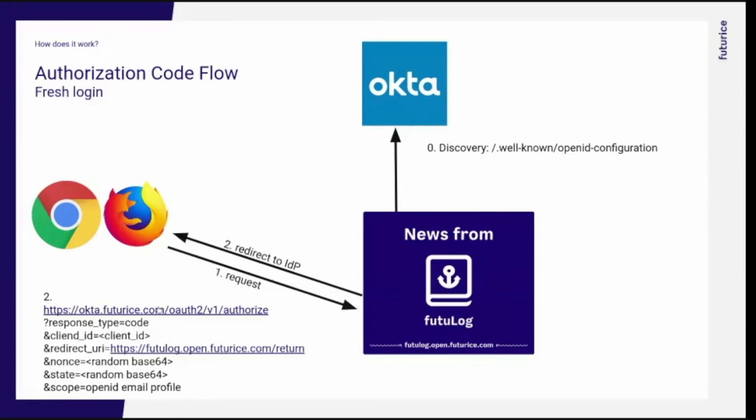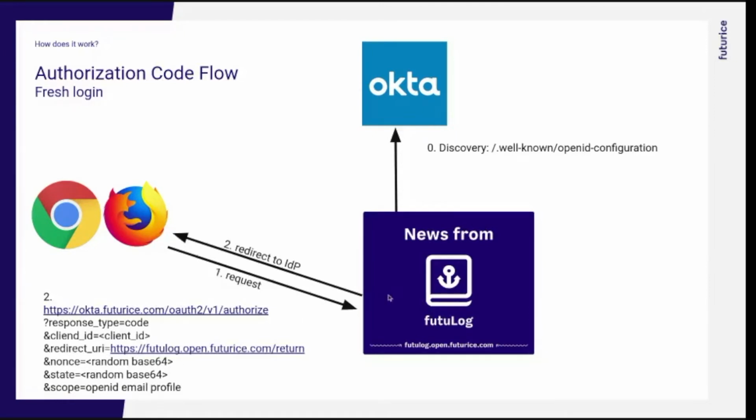Remember when I talked about the discovery? This is basically the first step. When starting up, futuLog checks this URL for the configured OpenID provider. That is a JSON document that contains all the endpoints and which methods of authentication are available with that provider. So this makes it really easy for futuLog or the library I use to discover the capabilities of that provider. So that's basically the zero step. That's where this OAuth authorized endpoint comes from.